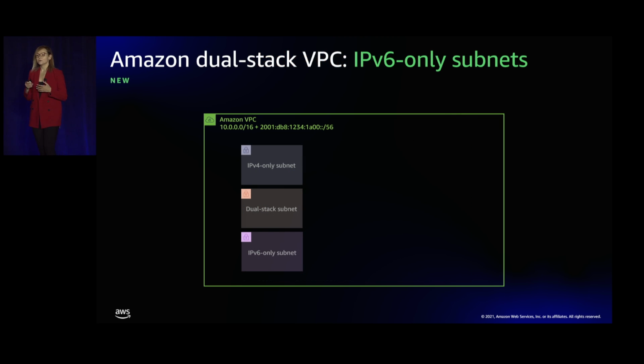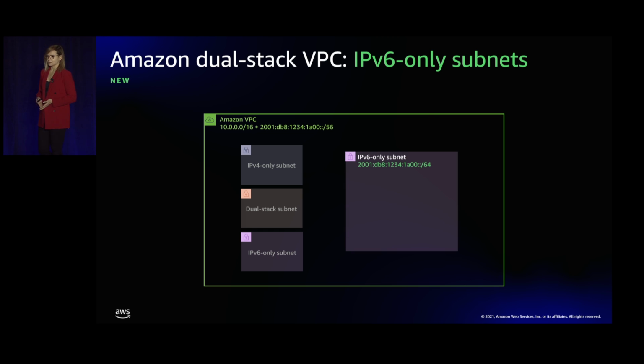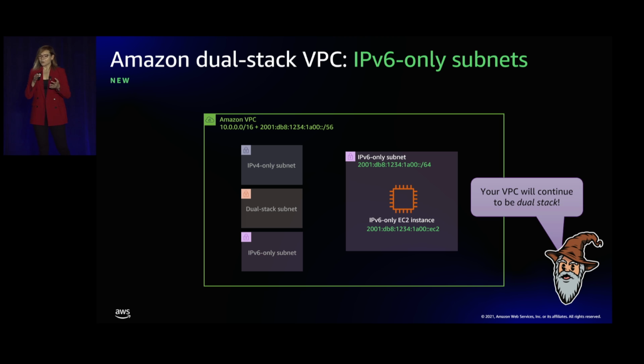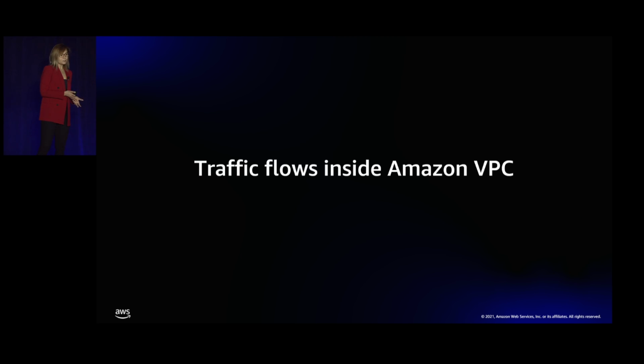Starting from this, we can add IPv6 only subnets to our deployment now. What this means is that we can start spinning up EC2 IPv6 only instances, and we can expand beyond the limited capabilities of the IPv4 private space. Now, our VPC is going to continue to be dual stack, okay? So we're only going to have IPv6 only subnets part of the VPC. We're interested in seeing traffic flows. And first, let's start with the traffic flows inside the Amazon VPC.